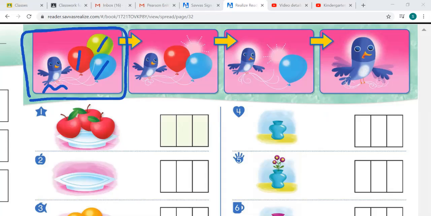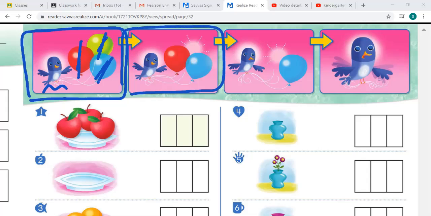So how did we know that there were 3 balloons? That's right, we counted them and we put a little mark on each one, right? So we knew that there were 3 balloons. We counted them and we put a mark on each one as we counted, right? Good job. Okay, let's go to our next box here.